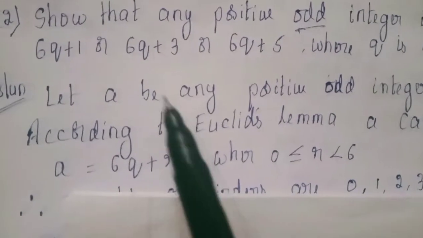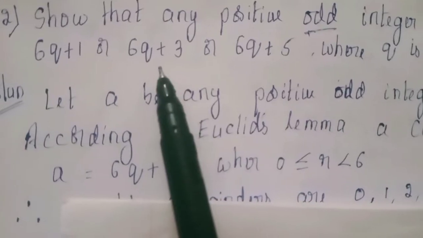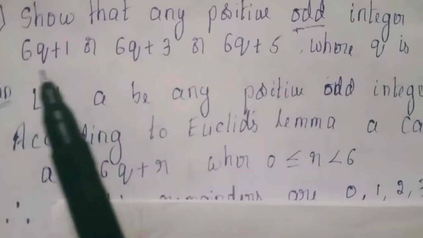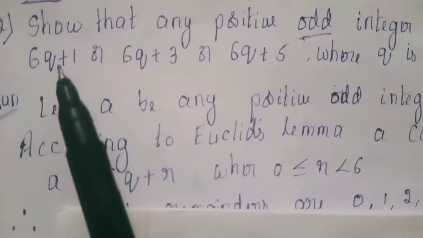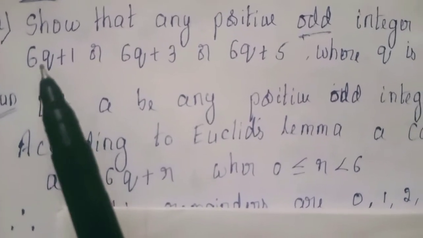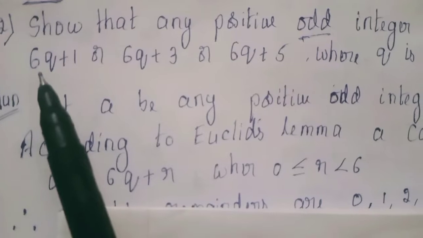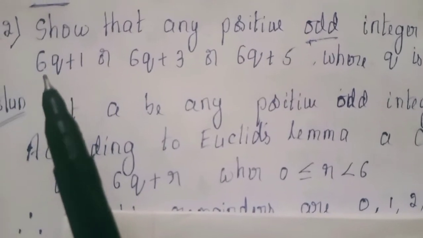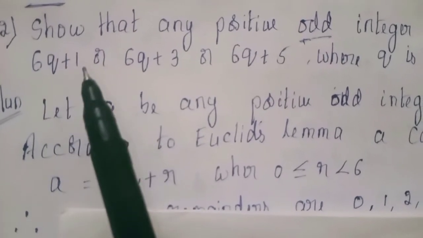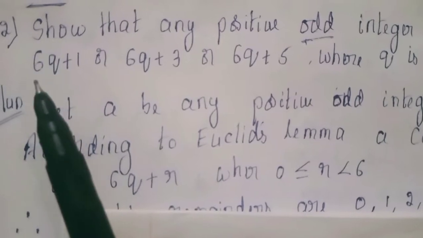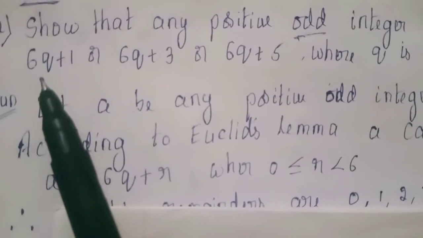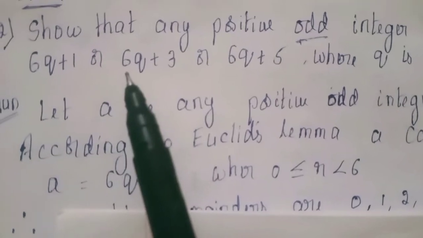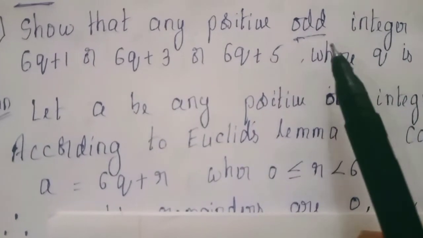Because he has given 6q plus 1, 6q plus 3, 6q plus 5, with this you can decide your divisor. So what will be your divisor? The coefficient of q is what? 6. So according to the lemma, a equal to bq plus r, in place of b, you have 6. Therefore, b, that is the divisor, becomes 6. And what is the dividend? Dividend is the odd number.